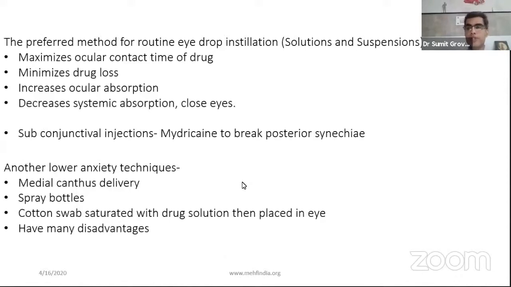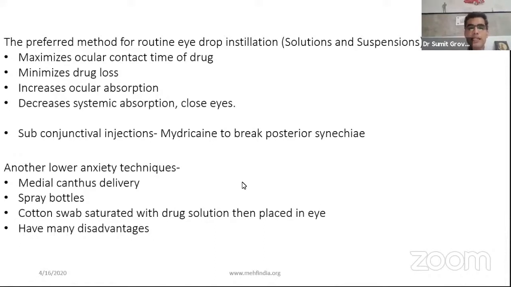The solution and suspensions with the inferior fornix method is the preferred method. It maximizes the ocular contact time, minimizes the drug loss, increases ocular absorption, and decreases the systemic absorption if we tell the patient to close the eye or do punctal occlusion for 2 to 3 minutes. Apart from that, subconjunctival injection, many of you may know that we use mydriatics. It is usually used for advanced uveitis, where posterior synechiae have developed.